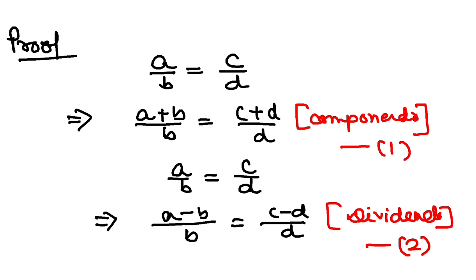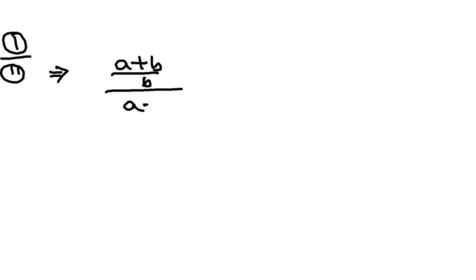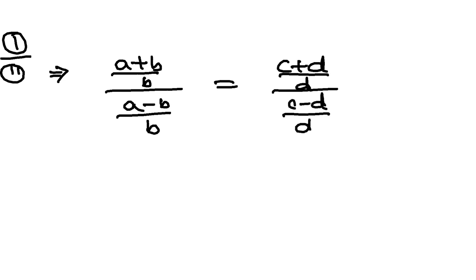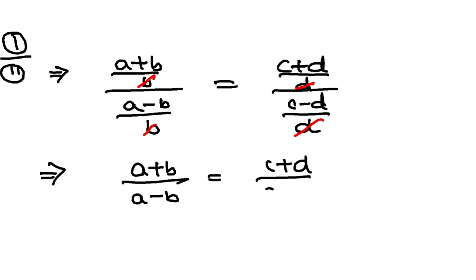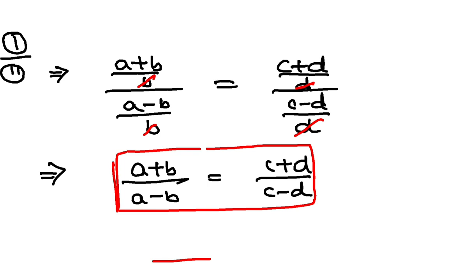by equation 2. Alright. So if I divide equation 1 by equation 2, in the left hand side I will have ((a+b)/b) divided by ((a-b)/b). In the right hand side I will have ((c+d)/d) divided by ((c-d)/d). Now here I can cancel this b and b, here I can cancel this d and d, so I will be left with (a+b)/(a-b) = (c+d)/(c-d). So this is the expression for componendo and dividendo, isn't it?